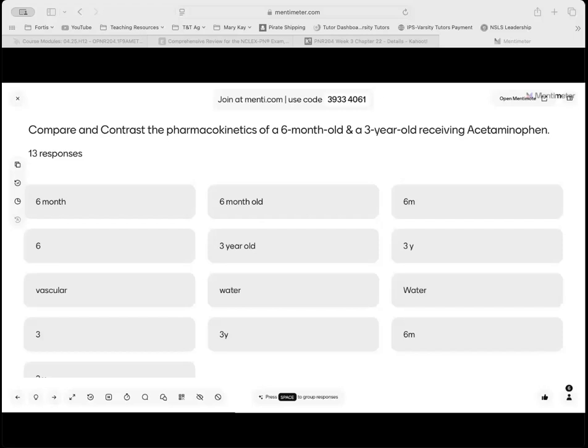We talked about metabolism a little bit. We said that acetaminophen is metabolized in the liver. So who has closer to adult level liver function? The 3-year-old. Yep, our 3-year-old's going to have that mature liver enzyme, so they are going to efficiently metabolize that medication. Knowing that our 6-month-old is going to break down that medication slower, what do we need to look out for?